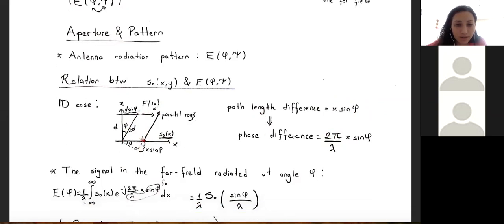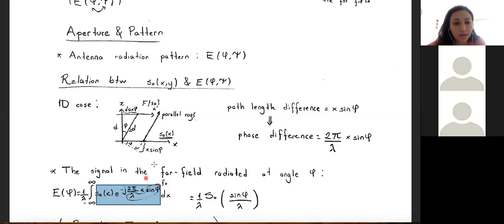So if we write the parallel ray reaching this position with angle phi, then what is contributing from this position is the amplitude of the wave from that position times the phase change it will have. We found the phase change as 2 pi over lambda x sine phi. That's the additional phase that will be added to this complex amplitude. So these two terms together are the contribution to the antenna radiation pattern at angle phi from a single point x.